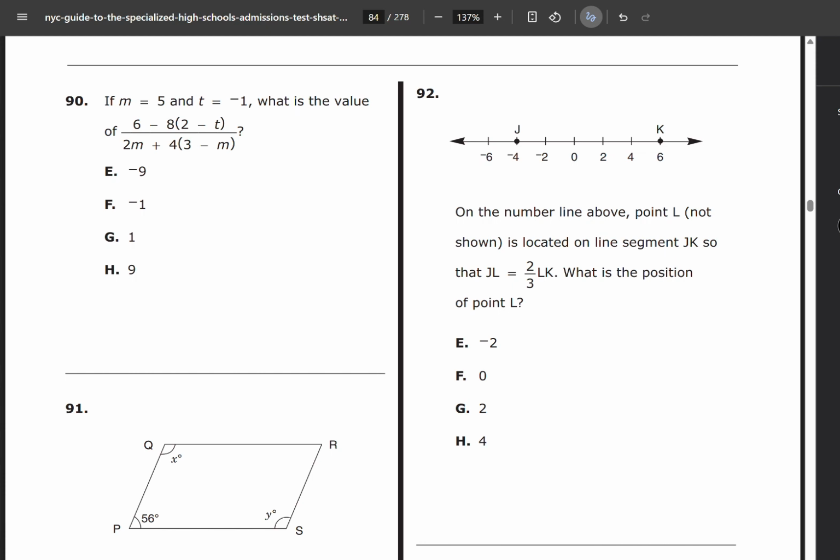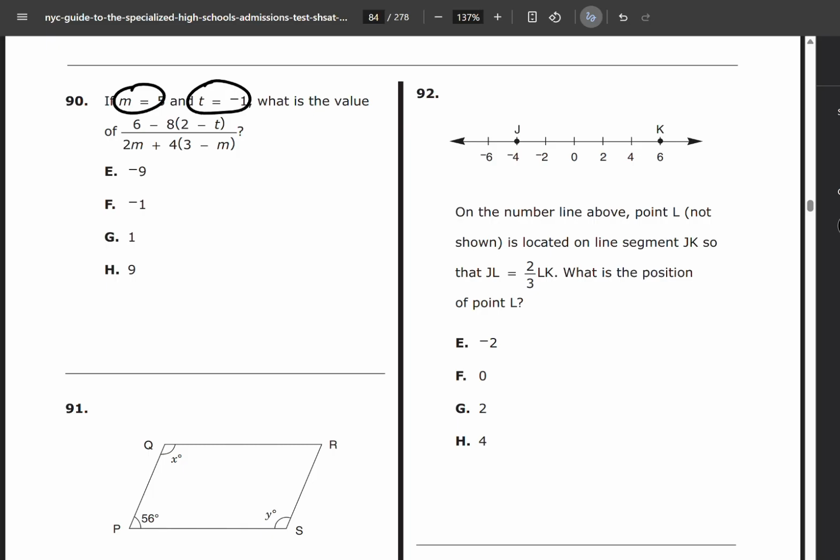Alright, so we have the next set of problems right in front of us. So let's get started. So question 90. If m equals 5 and t equals -1, what is the value of whatever expression we have up here?